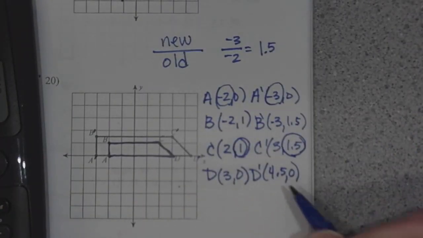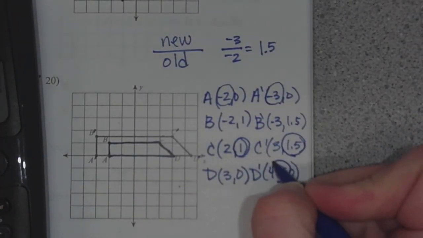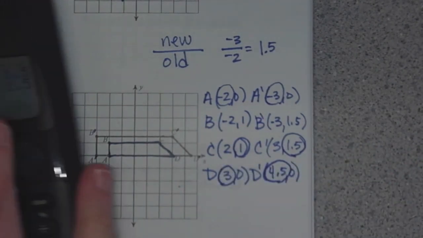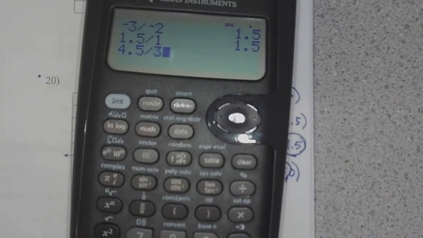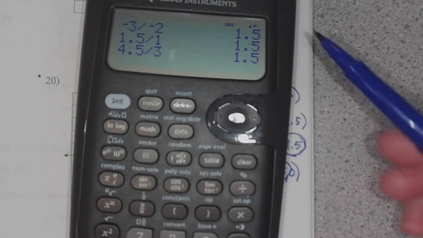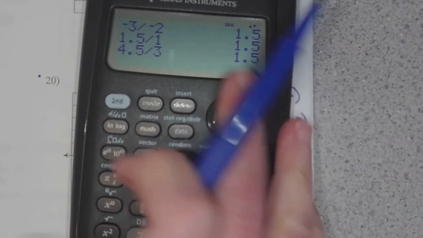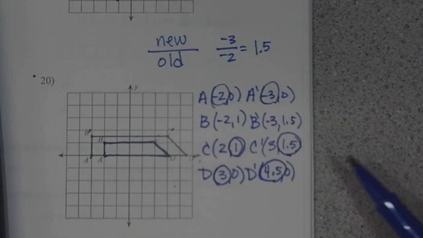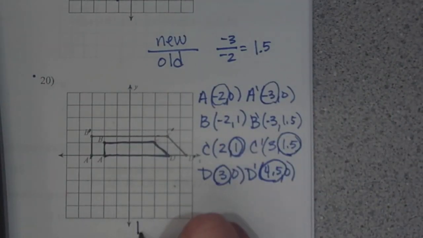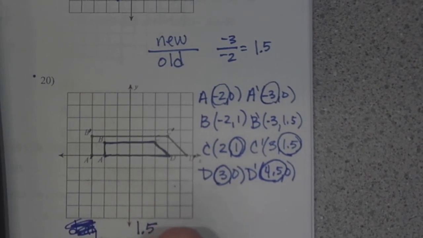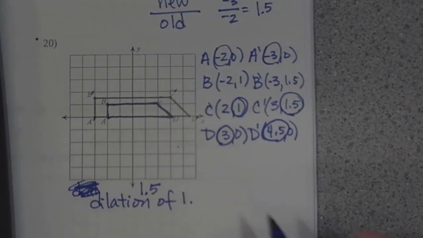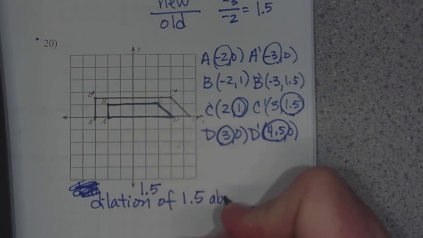I could take any two numbers as long as I don't choose the zeros. Like what if I did the 4.5 and divided it by the 3? 4.5 divided by 3 still gives me 1.5. And this dilation factor number should be the same for every single one of these except for anything that might be a 0. So your factor of dilation is 1.5, and if you want to be thorough and write the whole rule, it would be a dilation of 1.5 about the origin.